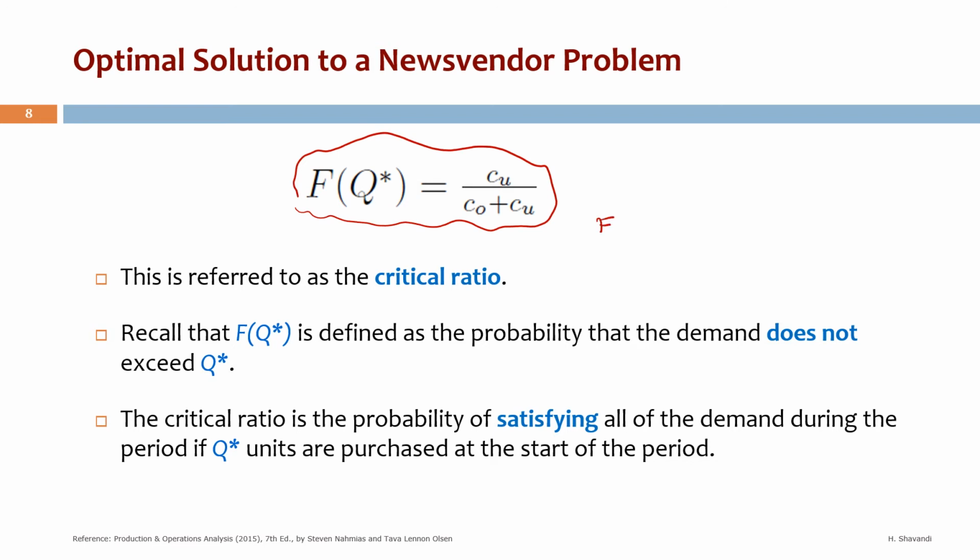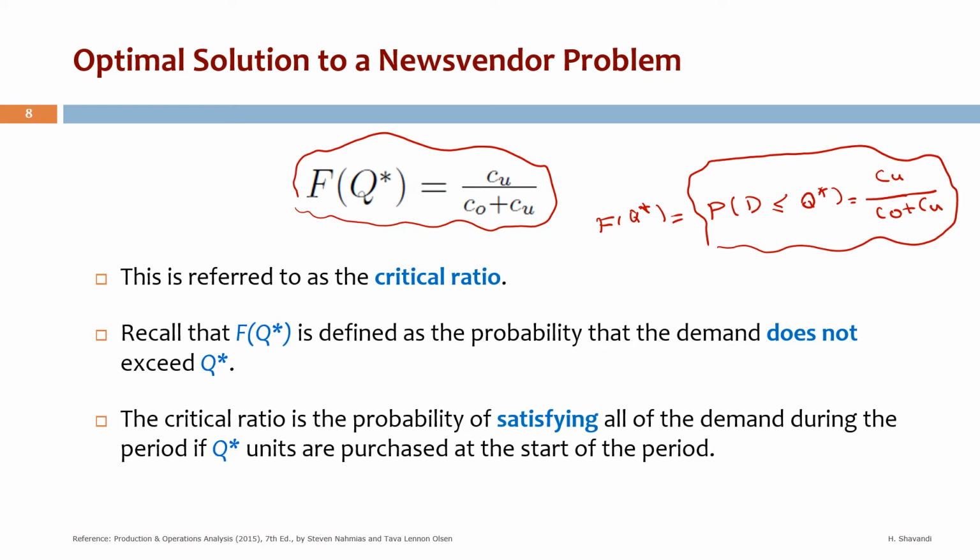So here FQ star is actually the probability that D is less than or equal to Q star, and this is equal to Cu over Co plus Cu. As you see here, we want to satisfy all demand during the period by Q star, I mean our order quantity, with this probability. So Cu over Co plus Cu is called the critical ratio here, and it will determine the probability that we will be able to satisfy all demand during the period by ordering Q star.